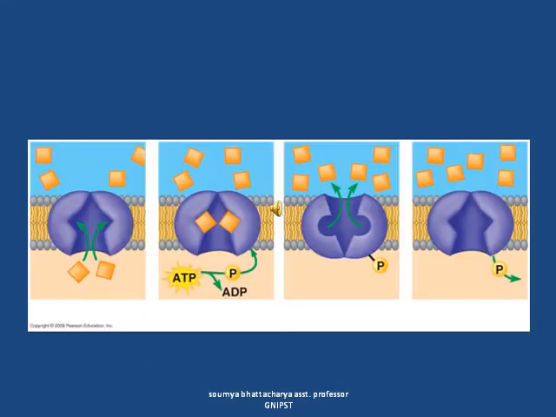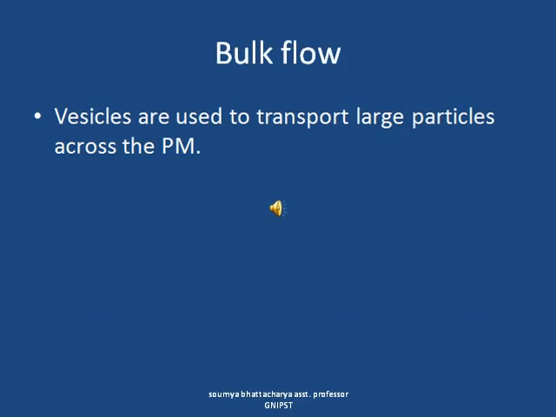Another method of transport of large particles is bulk flow. Vesicles are used to transport large particles across the plasma membrane. In this image, you can see that the internal vesicle containing particles fuses to the cell membrane and ultimately releases the content outside the cell.